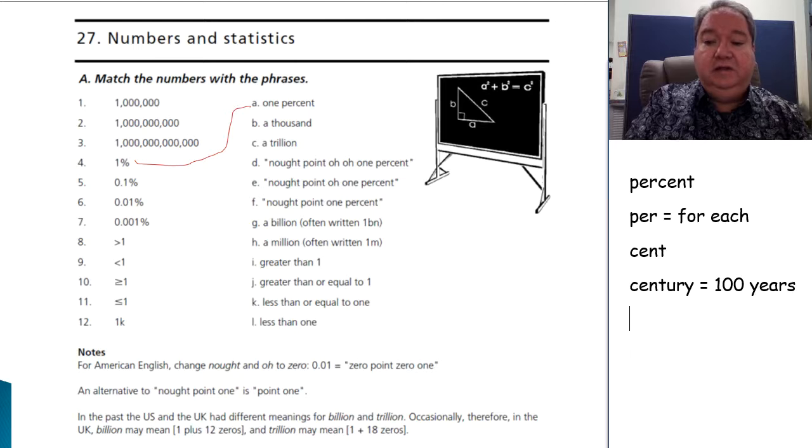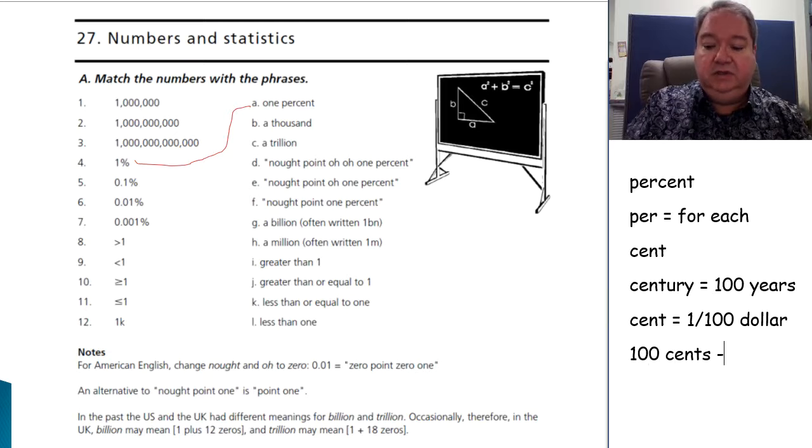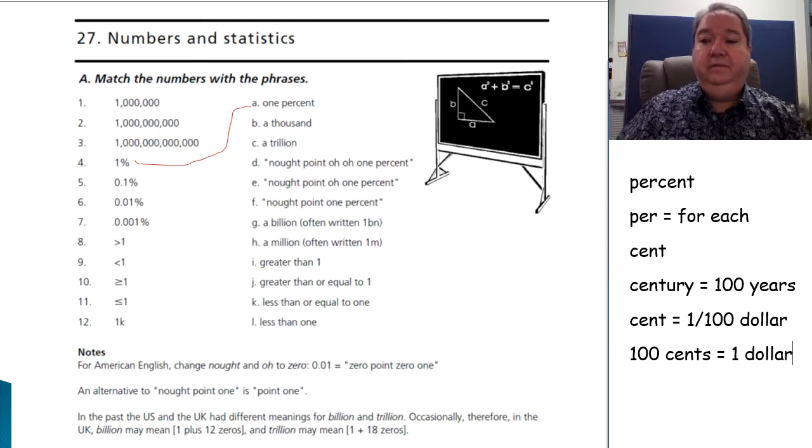In the U.S., we have a cent, which is 1/100th of a dollar. In other words, 100 cents equals $1. So if you see the word cent, that is related to 100.